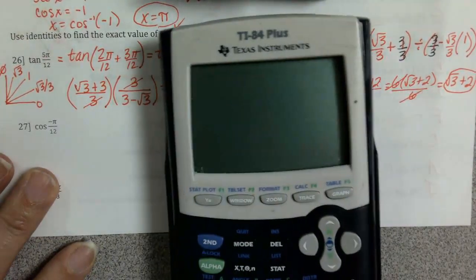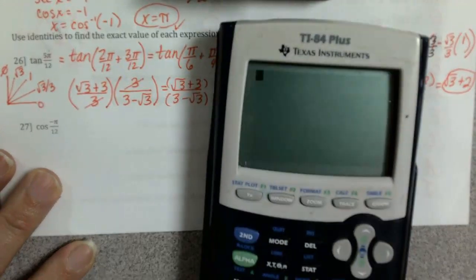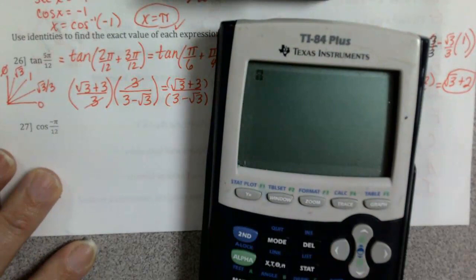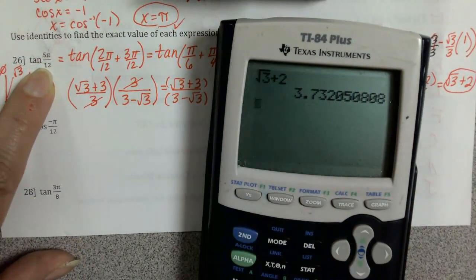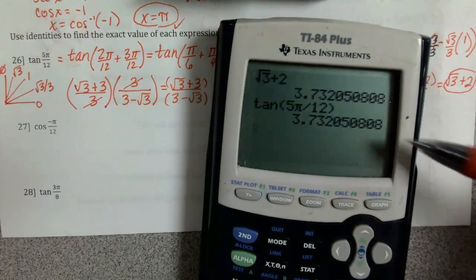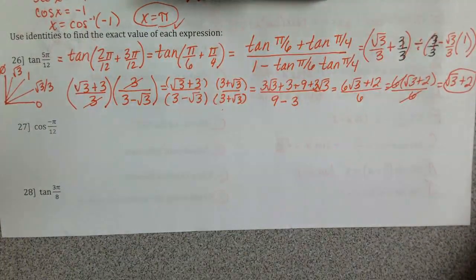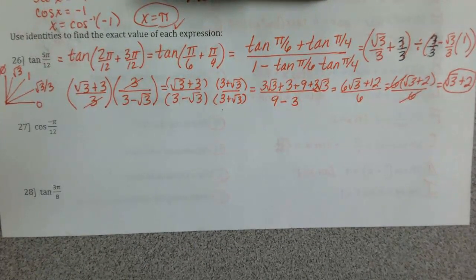To check, we're going to compare the decimal equivalent of that answer, square root of 3 plus 2, to the original, which was the tangent of 5 pi over 12 in radian mode. And we see that our decimals are equivalent, so we know that root 3 plus 2 is the exact value for the tangent of 5 pi over 12.